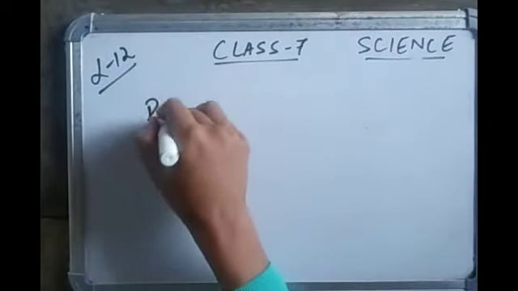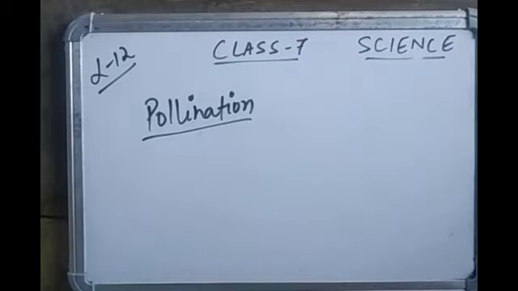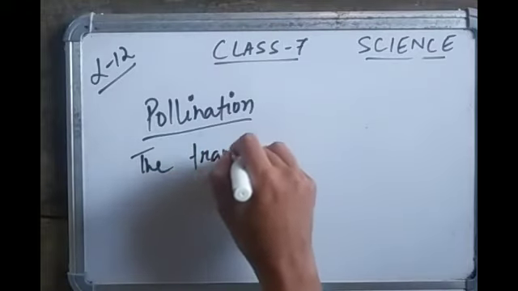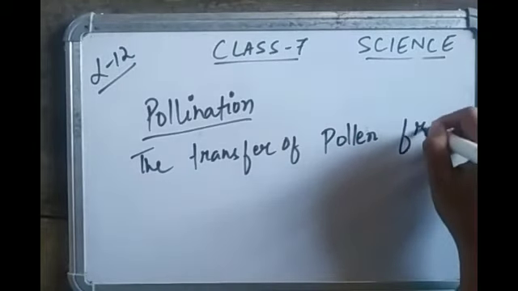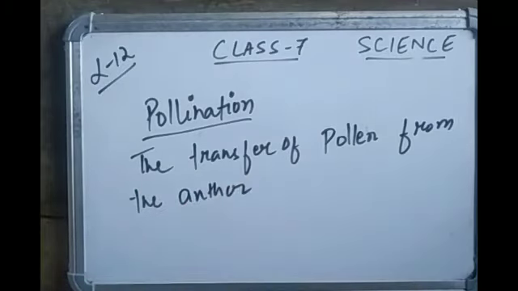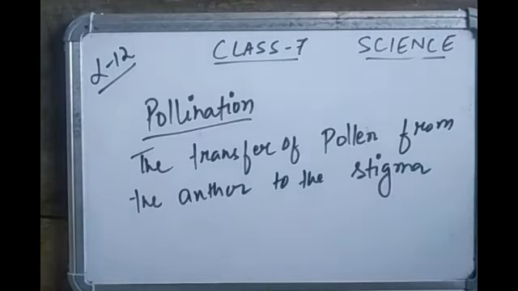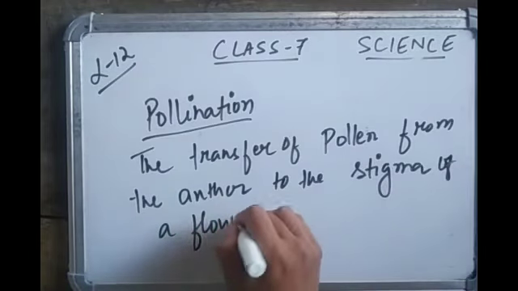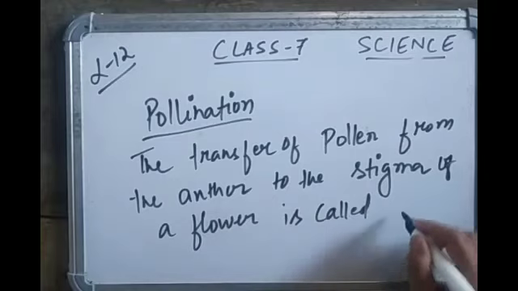Pollination, in sexual reproduction. Pollination is the transfer of pollen grains from the male reproductive part, the anther, to the female part, the stigma of the flower. This is called pollination.